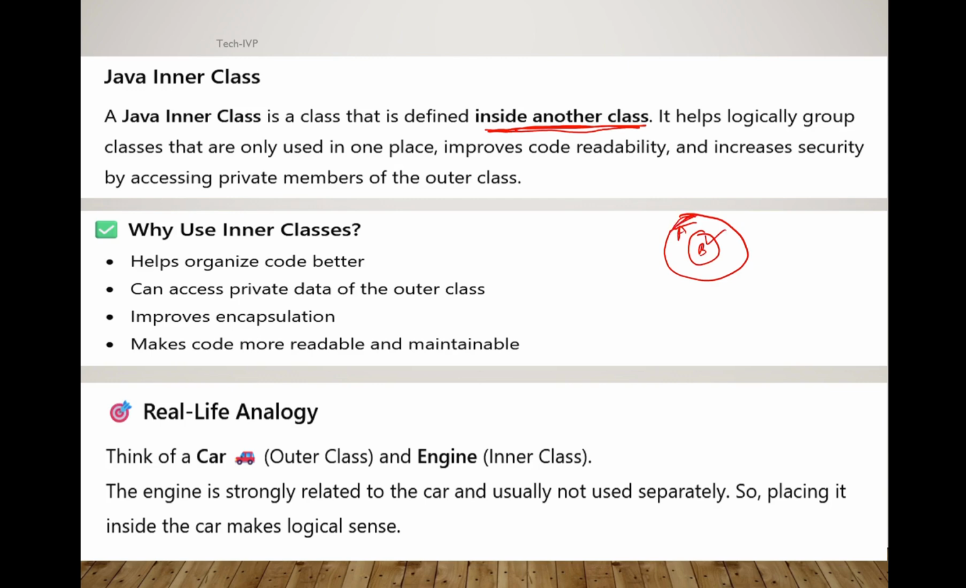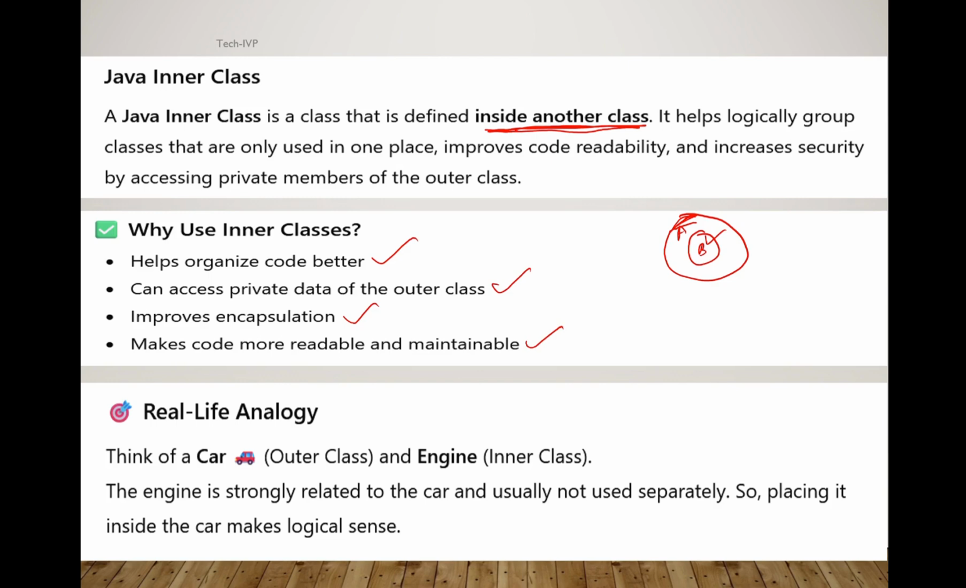Got it? Okay, why use an inner class? It helps organize code better, access private data of the outer class, and improve encapsulation, which we already discussed in the last tutorial: why we use encapsulation, what the types of encapsulation are, and how we can achieve encapsulation. It also makes code more readable and maintainable.